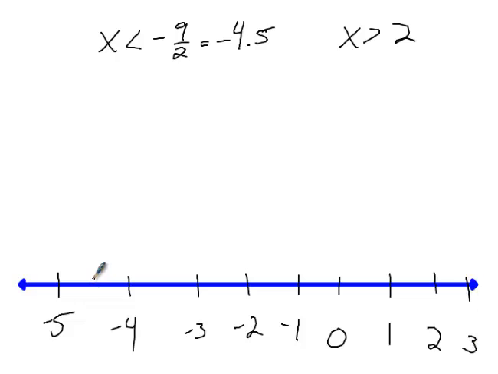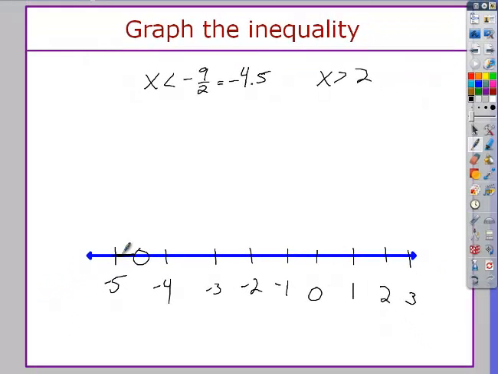Okay, at negative 9/2, open circle or closed circle? Open. Left or right shade? Left. Okay. x greater than 2, open or closed circle? Open. Where is x greater? To the right.